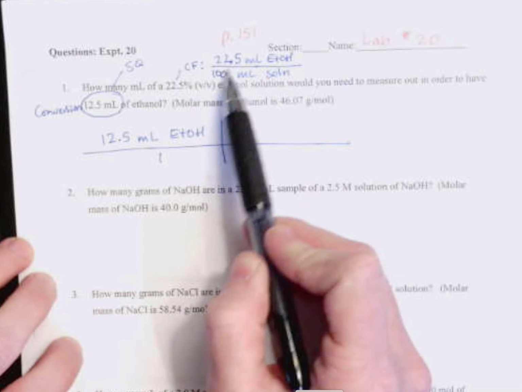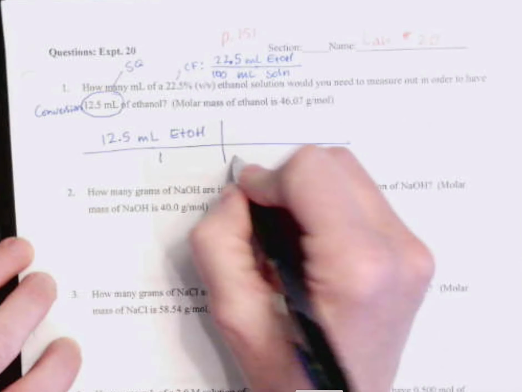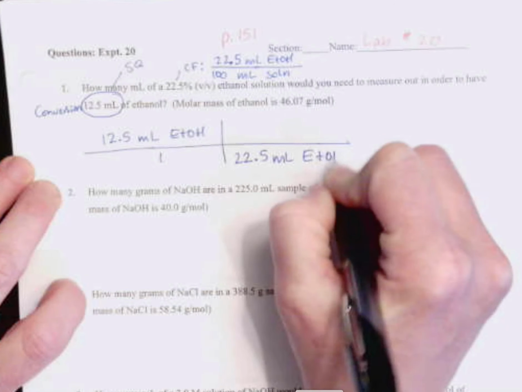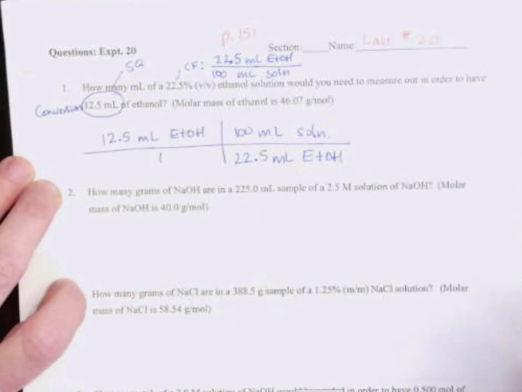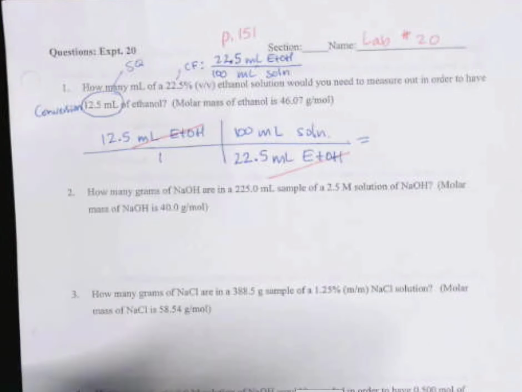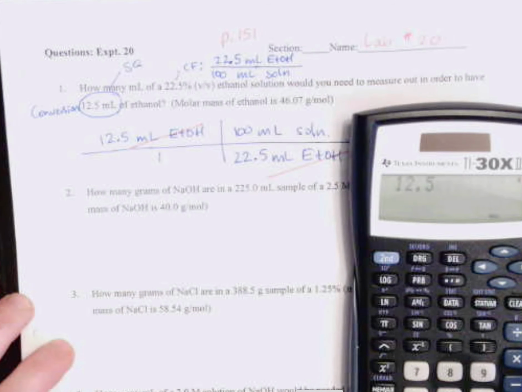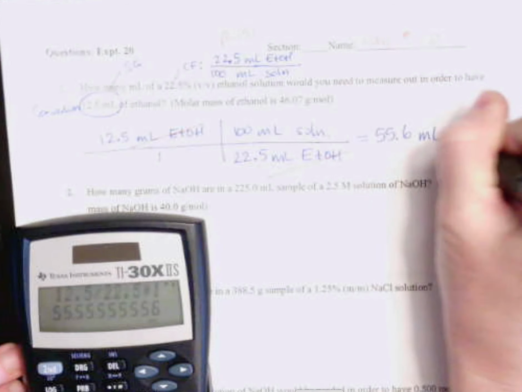Okay, so now with our conversion factor, not only do we need to get milliliters to cancel out, but we need to get milliliters of ethanol. So we're going to put 22.5 milliliters of ethanol over 100 milliliters of solution. And our milliliters of ethanol cancel out. Use our calculator. So 12.5 divided by 22.5 times 100, and we'll end up with 55.6 milliliters of solution.